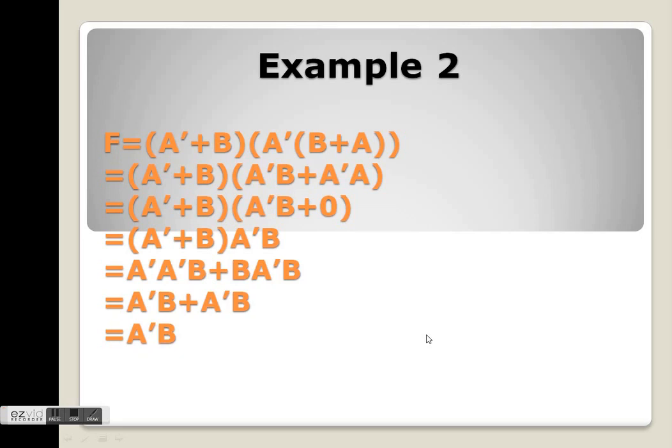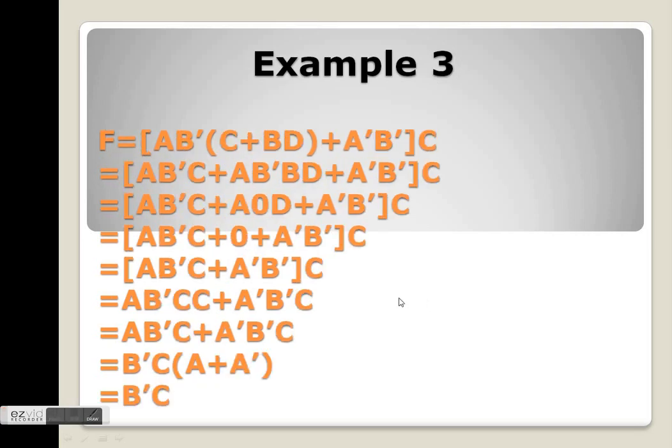Now we will distribute the OR operator on A bar B. So now the expression will become A bar B or B A bar B. We also know that A bar can be written as A bar, and B can be written as B. So now the expression will become A bar B plus A bar B. Now from the properties we know that on applying the OR operation on the same variable, we will get the same variable in the result. So the final simplified expression is A bar B.